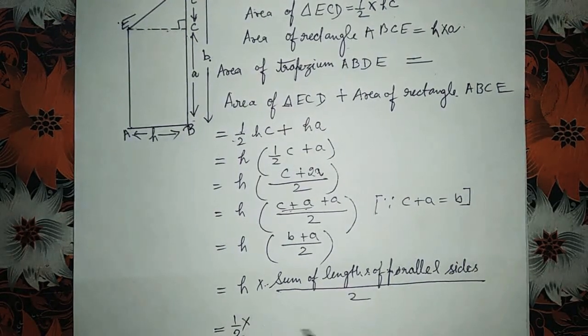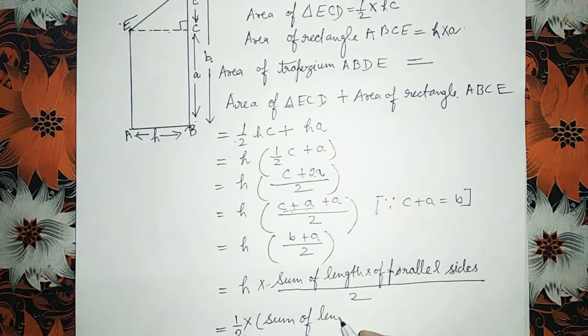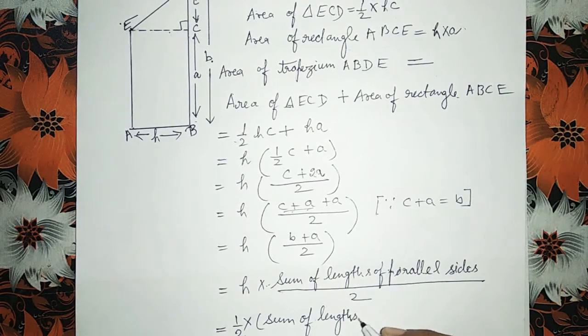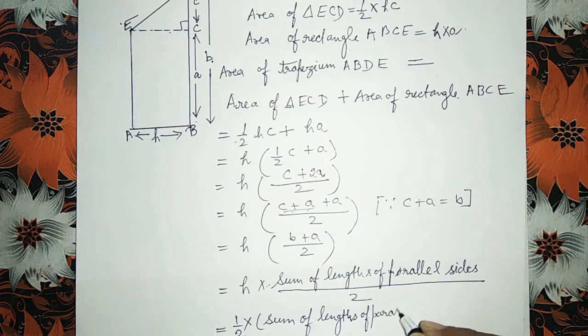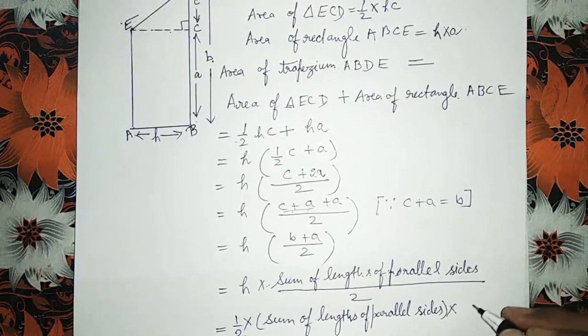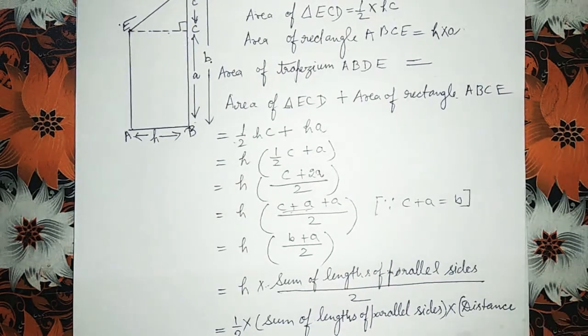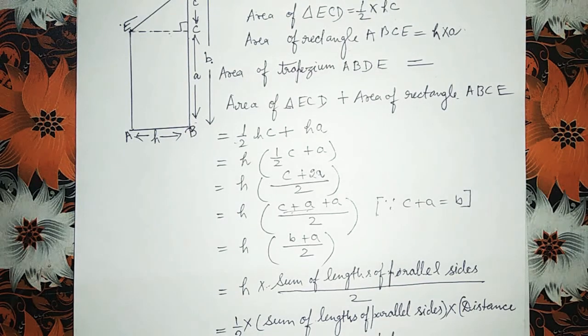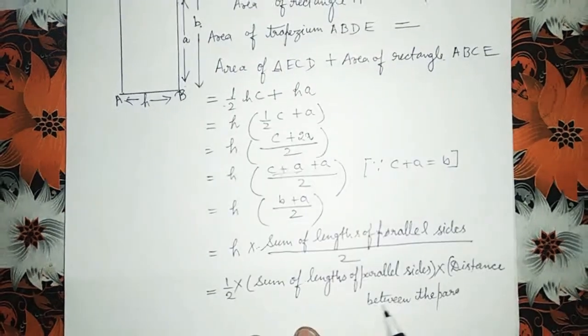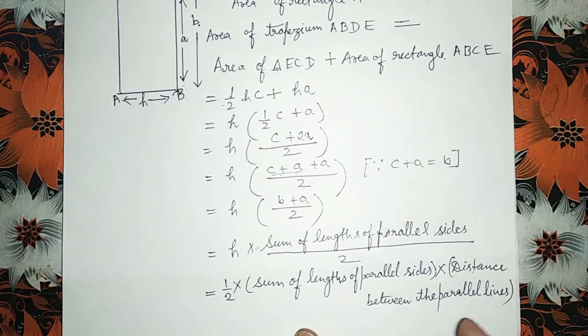And after this you can write the formula like this also. 1 by 2 into sum of lengths of parallel sides into distance between the parallel lines. Okay, so distance between the parallel lines.